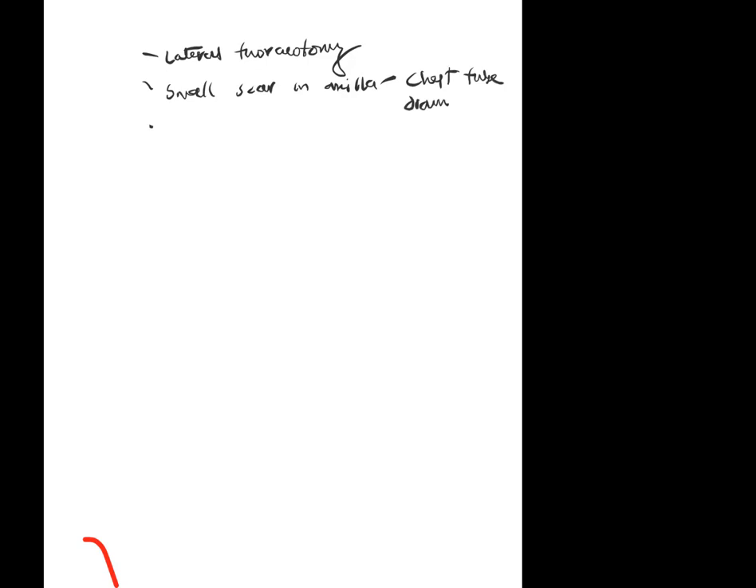And sometimes you will find a VAT scar. That is video assisted thoracoscopic surgery. So you may find a VAT scar, which is a 1 or 2 millimeter scar. This scar may be on the back or in the axilla. It depends on the lesion. So those are the common scars usually present.